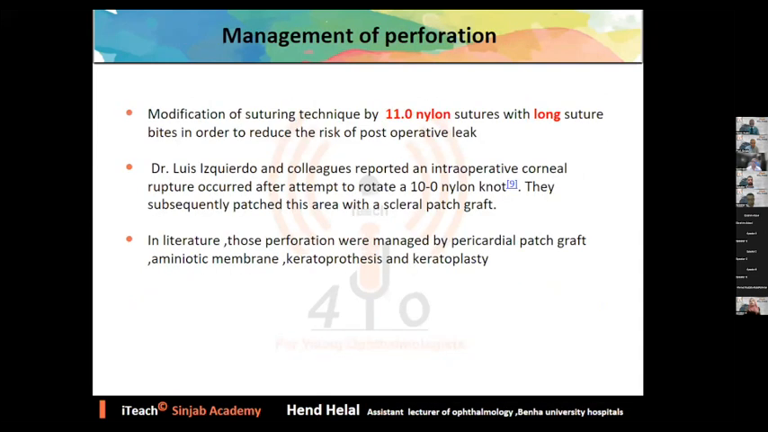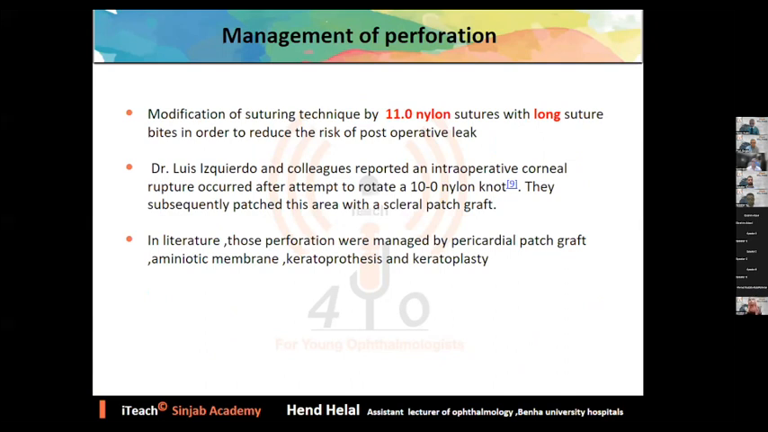You must modify your treatment. You must not deal with this cornea as a normal cornea. You must modify your suture technique by using 11-0 suture with long suture bite in order to reduce the risk of postoperative leak. Also, in the literature, there is a case where corneal rupture occurred during suture rotation, and this was managed by scleral patch graft. And in the literature, these perforations were managed by pericardial patch graft, amniotic membrane, keratoprosthesis, and keratoplasty.